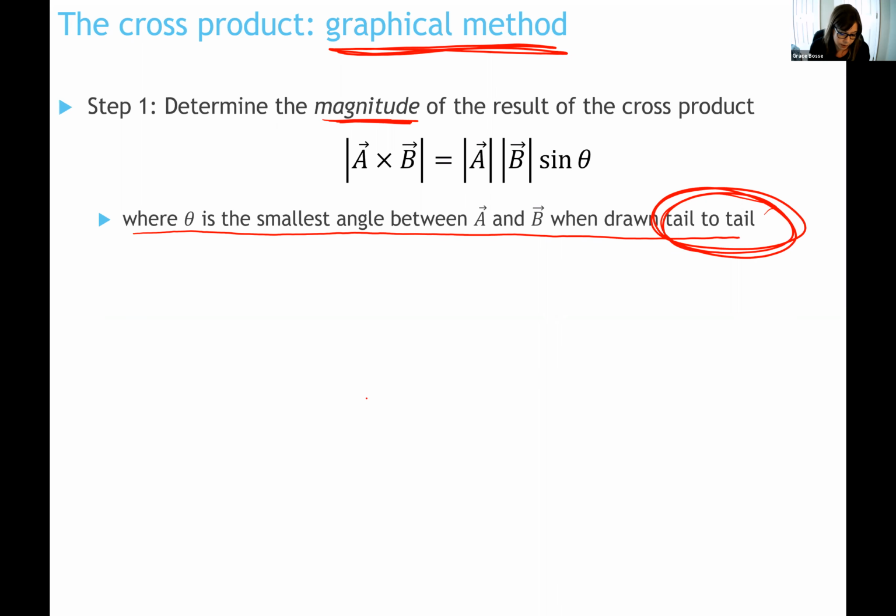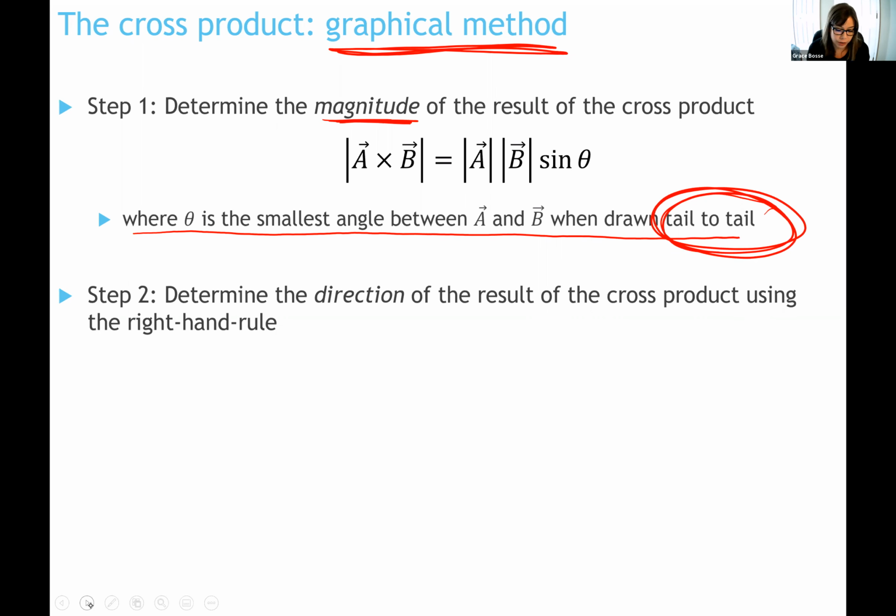The next thing you need to do is find the direction of the cross product. The direction of the cross product is determined by the right-hand rule. You've already had an introduction to the right-hand rule when we were talking about the Cartesian coordinate system. Now we're going to generalize it to any cross product ever. So this is how you would do the right-hand rule for any cross product.